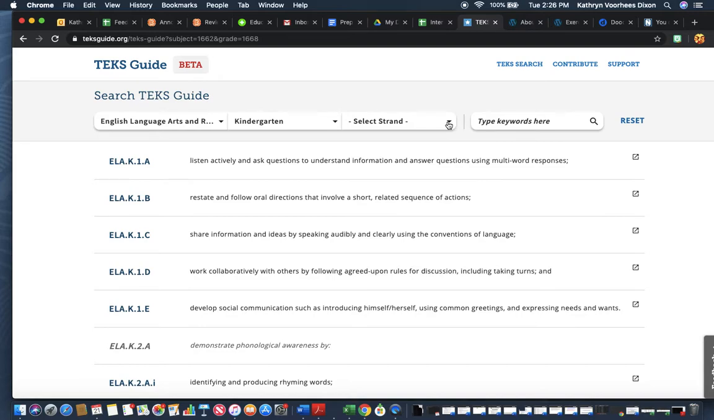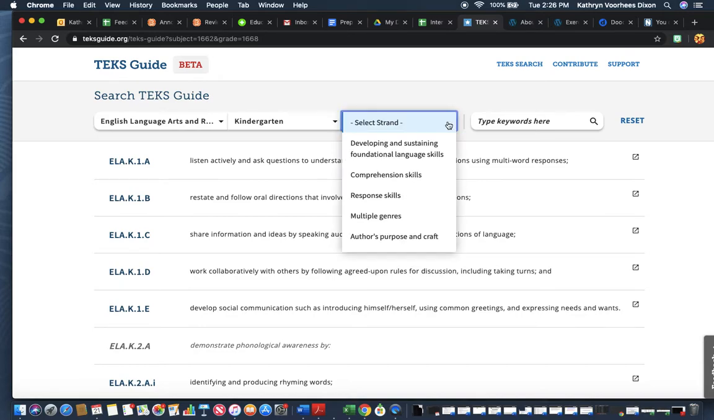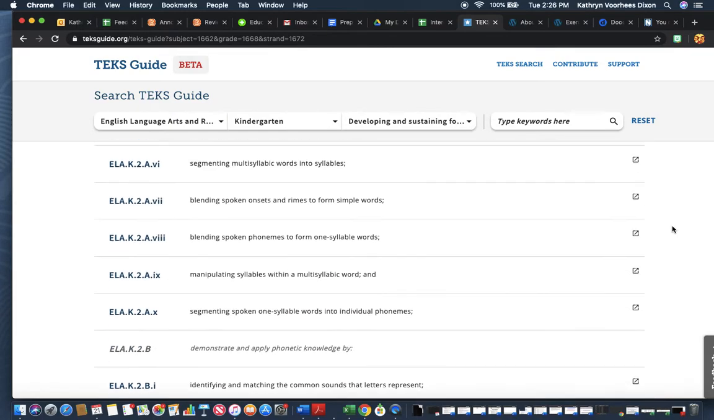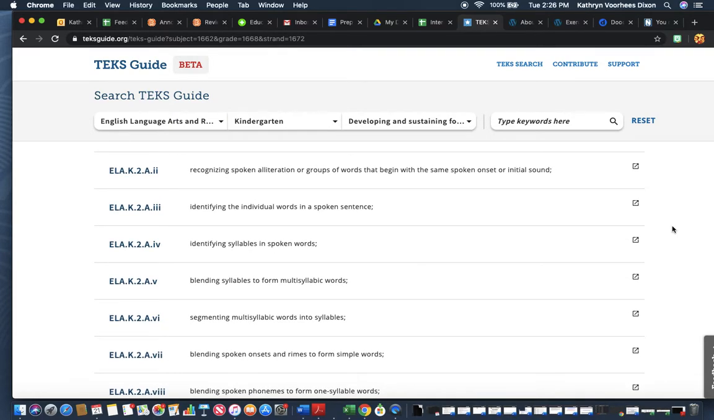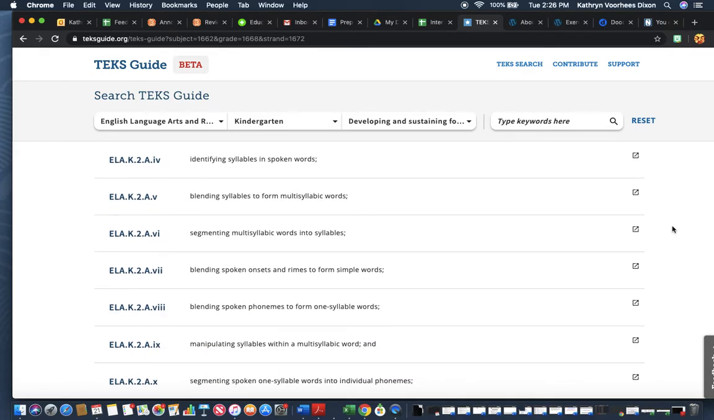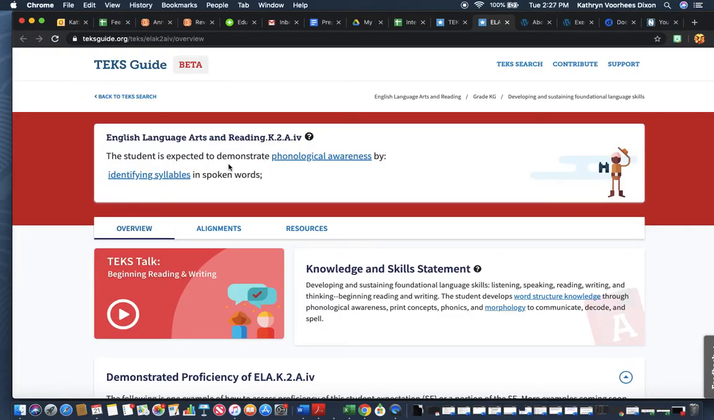Now, what I would suggest that you do is go ahead and narrow down by a strand. So for our class, for Reading 360, it makes a lot of sense to go with the develop and sustaining foundational language skills because that's really what the word study is all about. So once you do that, you see that it narrows down the TEKs a little bit. And so you would just want to select one of the TEKs from the kindergarten one. I'm going to pick a few different ones, but we're going to start with identifying syllables in spoken words. And it brings you to a new page.